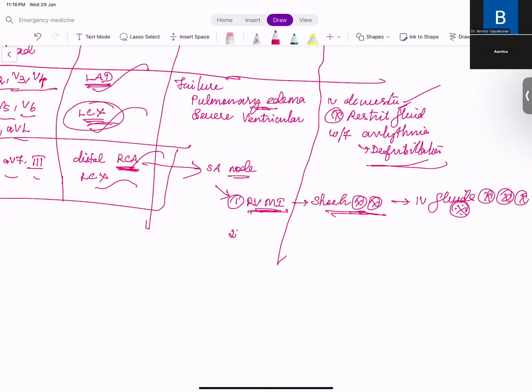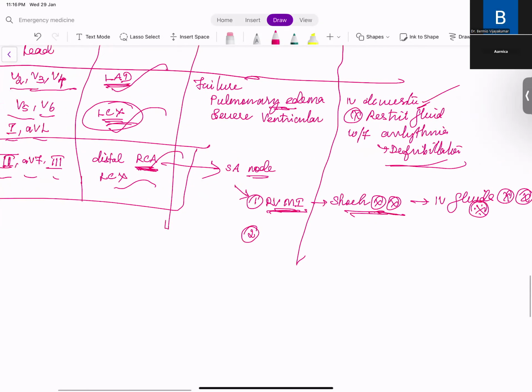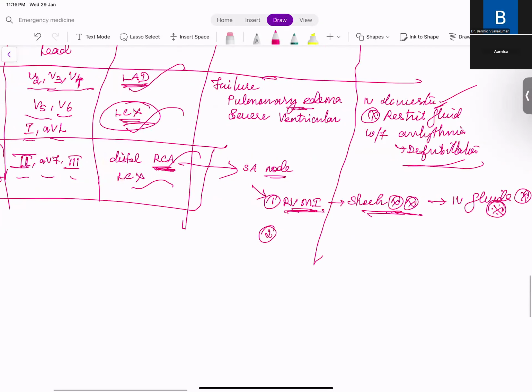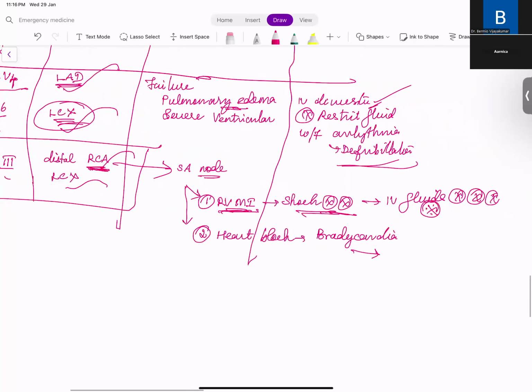Okay. So the second complication which is common with inferior wall MI is, as I told you, the SA node is also supplied by the right coronary artery. So they can go for heart blocks. So a patient can come with severe bradycardia. So a chest pain patient in severe bradycardia, think of inferior wall MI. So they may need a temporary pacemaker. So remember, the cause of bradycardia is ischemia to the SA node.